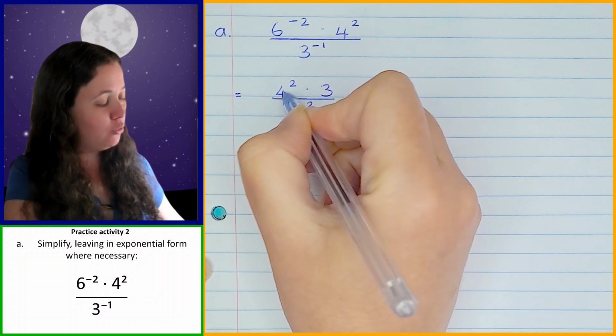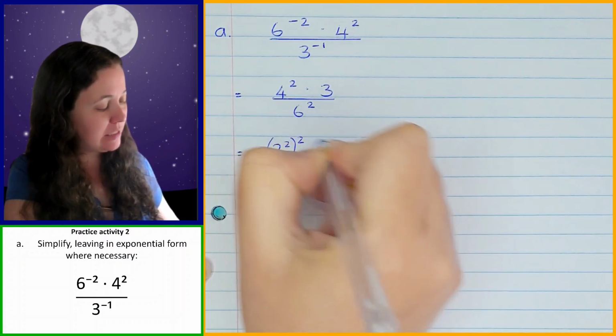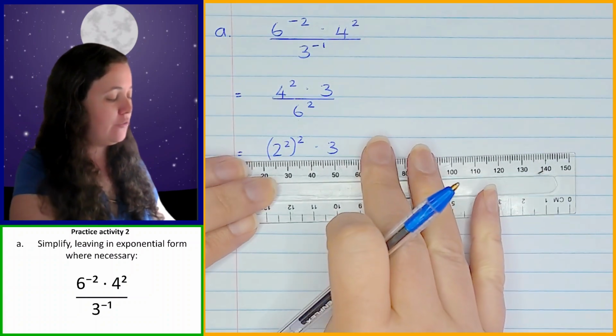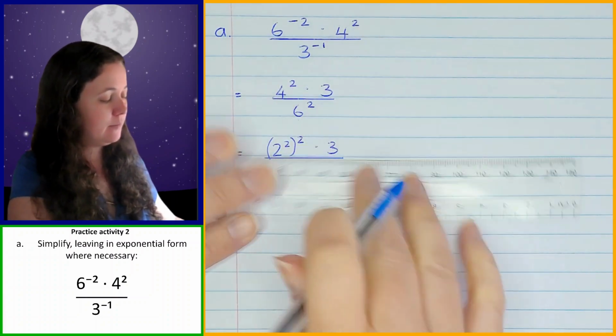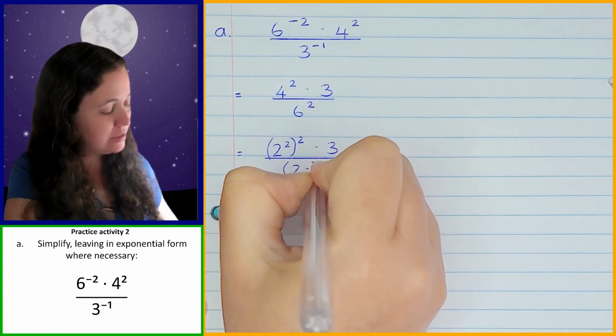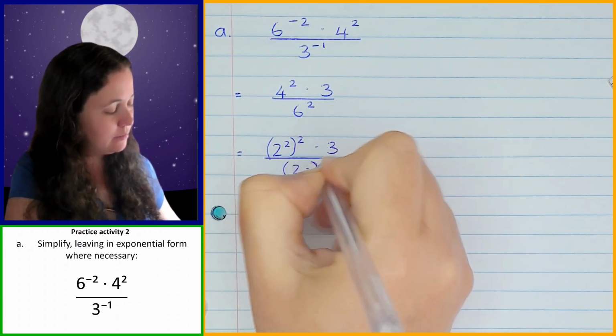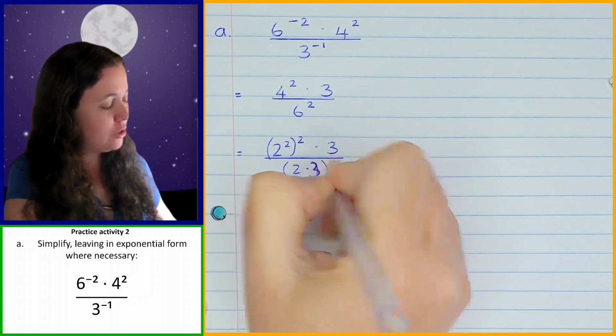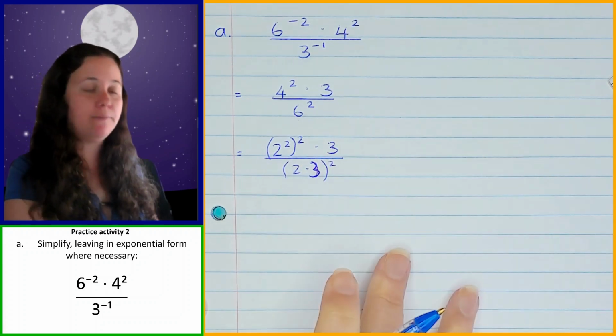and the 4 was already being squared, so I still have a square outside over there, times the 3 is staying as it is, over the 6, which is the same as 2 times 3. It has to go in brackets because it has got an exponent outside.